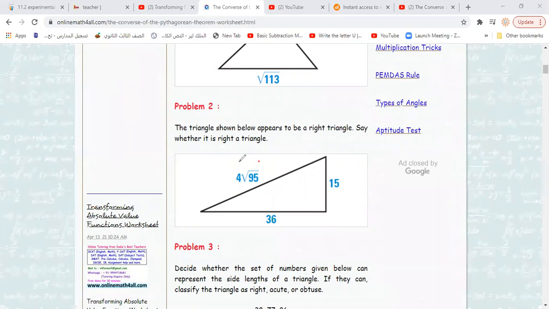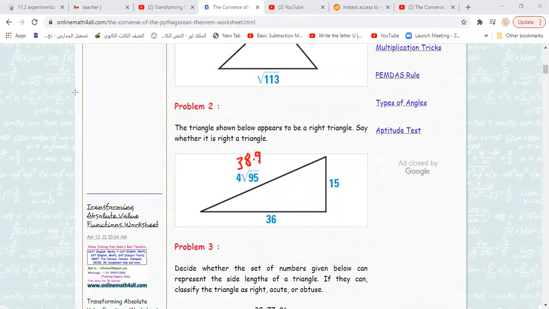And this is 38.9. And I have another side. I have 15 and I have 36. Now, we want to prove whether these three sides represent a right triangle or not. What we have to do, we will separate them into 2 parts, right?